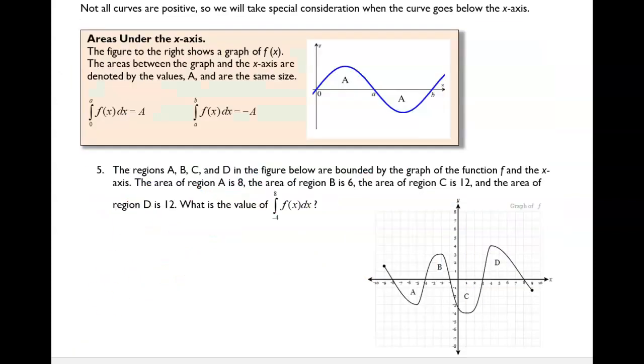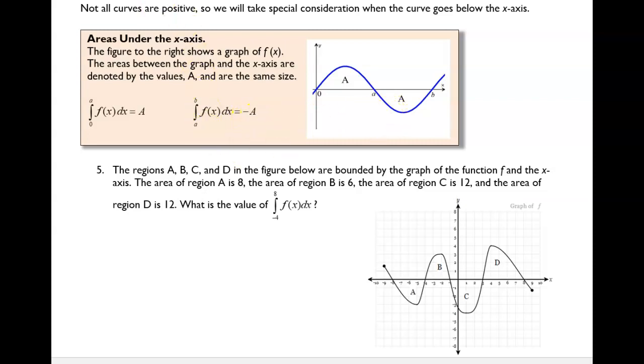Now, as we saw in our altitude example, we know that not all curves are positive, and so we'll have to take a special consideration when the curve goes below the x-axis. So here we have a graph of f of x. We can see that the area of each of these regions is the value a, and so when we're talking about area, it's always positive. But when we talk about an integral, if my graph is above the x-axis, my integral will be positive a. If my graph goes below the x-axis, then my integral will be negative a, whatever that value is.